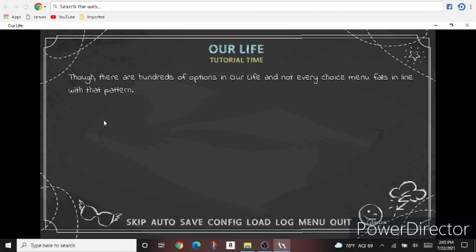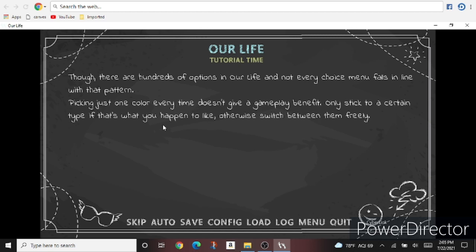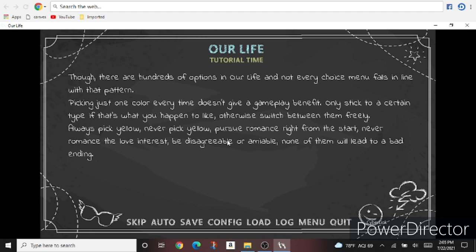There are hundreds of options in our life, and not every choice menu falls in line with that pattern. Picking just one color every time doesn't give a gameplay benefit. Only stick to a certain type if that's what you happen to like. Otherwise, switch between them freely.